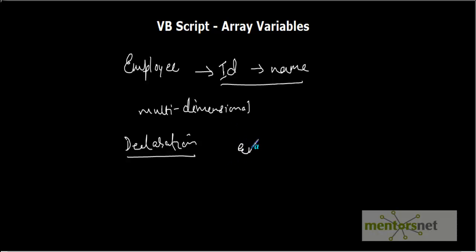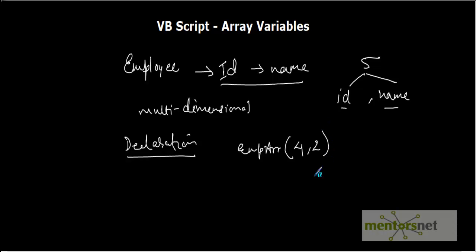Let's say our array is emp array, and we want to store the information of 5 employees. What we want is the ID and name, so it is a two-dimensional array. So we will store 5 rows and 2 columns.